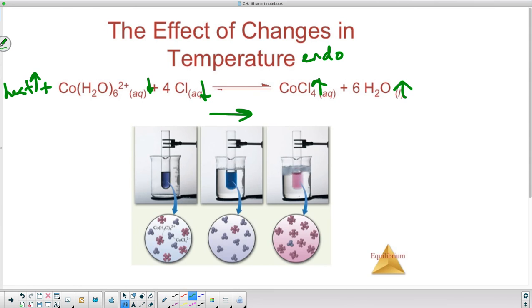Exothermic, when you increase the temperature, the heat then is over on the right-hand side and it produces more reactants or shifts the equilibrium to the left. Okay? These are all kinds of things that we're going to talk about.